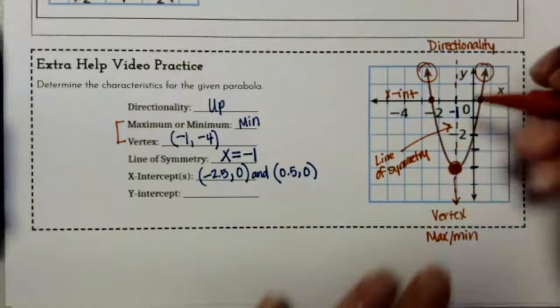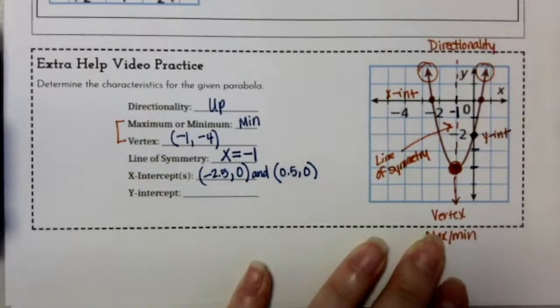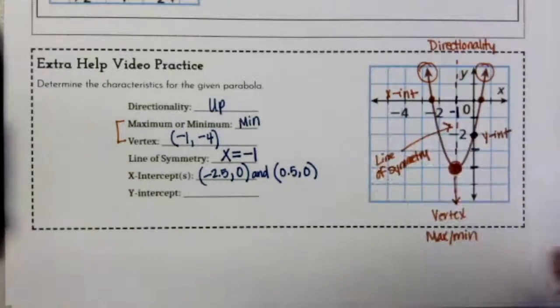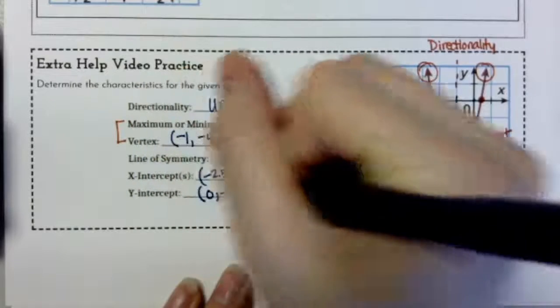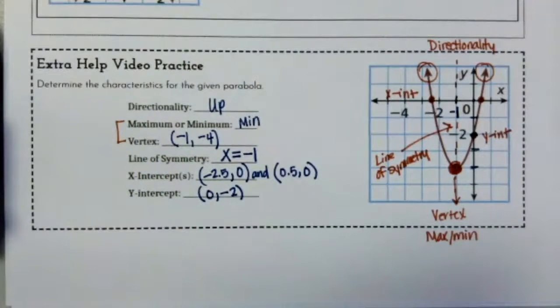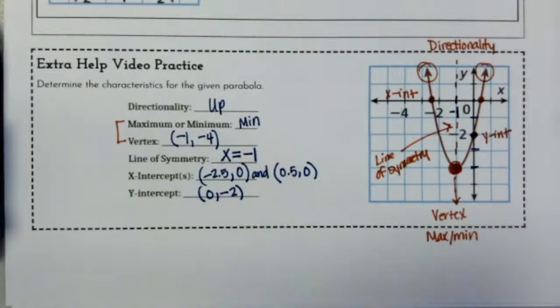And our last one is the y-intercept, so right here is our y-intercept, which is at -2. I just want to make sure I write that as a coordinate point, 0, -2. So now you can use this image as a template of where you look when you are trying to find each of these on your practice. I hope it helps.